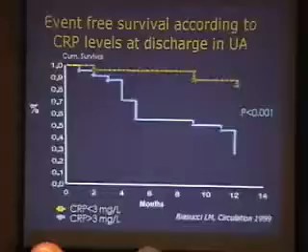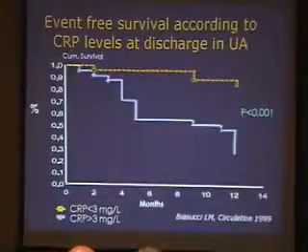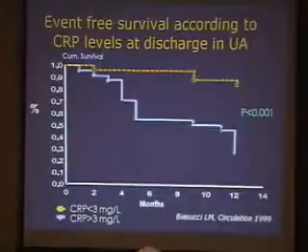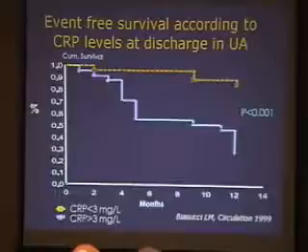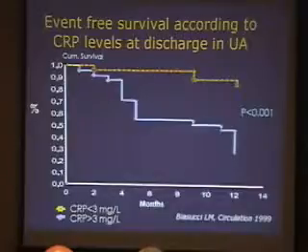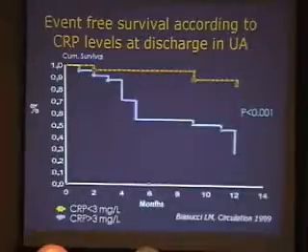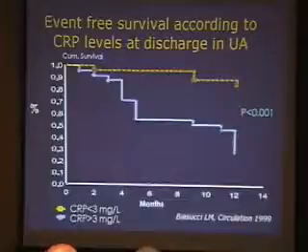Now, these are patients with low levels at discharge, lower than 3 milligrams, and these are with levels higher than 3 milligrams. You see the event-free survival is markedly better in those with low CRP. So these patients presenting with unstable angina and low CRP have a smaller incidence of events than those that have elevated CRP.